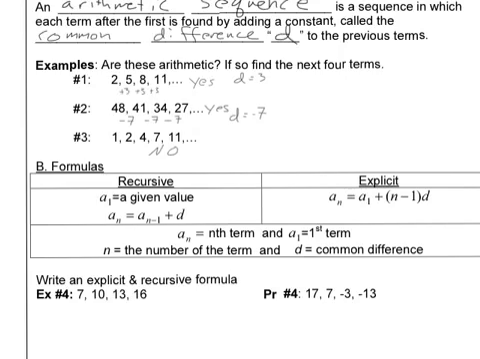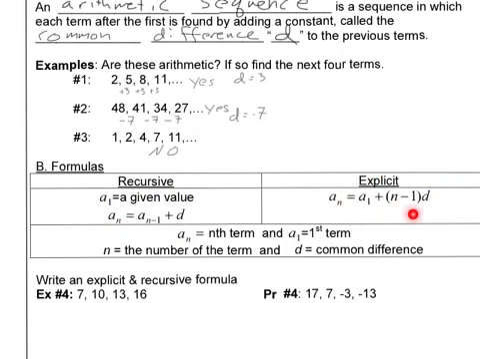So the first one here is recursive. Notice that a sub n just means the nth term. So for example, a1 is the first term, a2 would be the second, a3 would be the third, and so on and so on. And n minus 1 just means the term before the one that you're looking at. So this is the recursive.